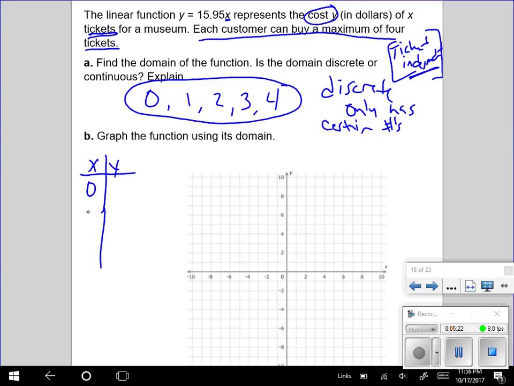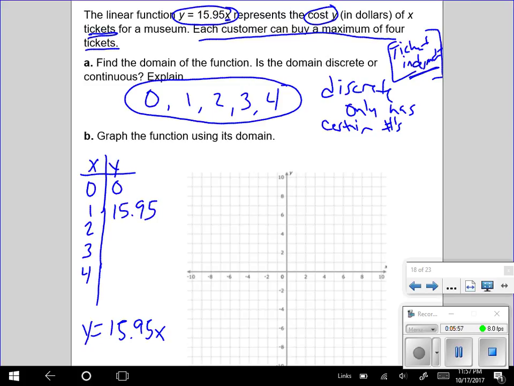So if x is 0, 1, 2, 3, and 4, we need to figure out what the y's would be. To do that, we just plug it into the function. In each case, we're going to plug in whatever x we're working with: 15.95 times whatever x is. So if x is 1, well, I guess we should start with 0. If x is 0, 15.95 times 0 is 0. If x is 1, 15.95 times 1 is 15.95.